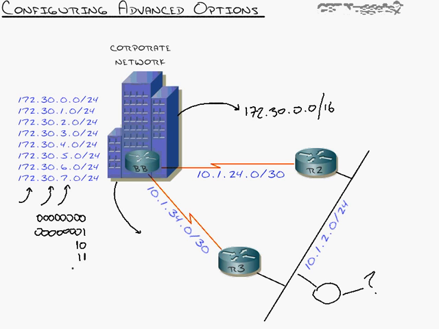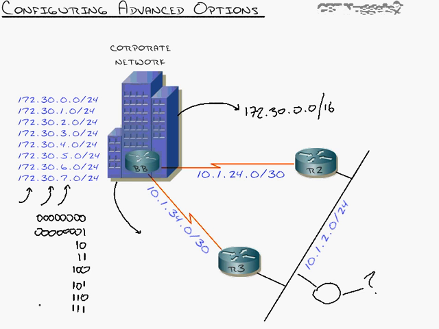3, 1, 1. 4, 1, 0, 0. 5, 1, 0, 1. 6, 1, 1, 0. And 7, this is going somewhere, 1, 1, 1. Okay? So if you look at all of these binary bits, we'll say the first 8 bits, because they all start with 172, right? If we were to break that into binary, that would be the first 8 bits. The second 8 bits, they're all 30.